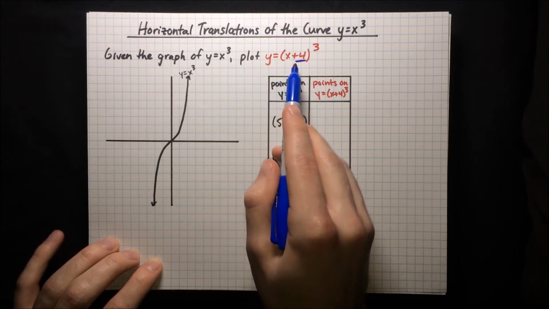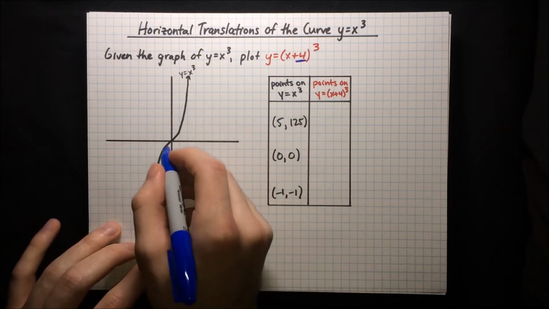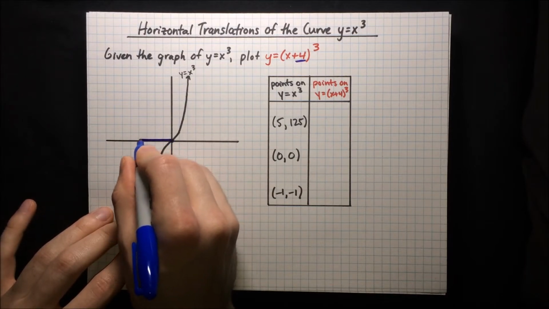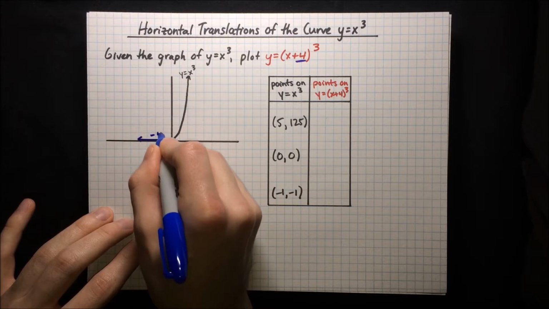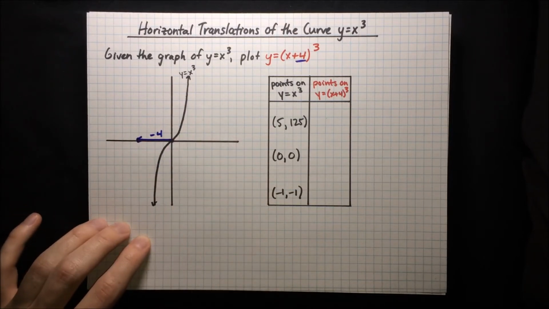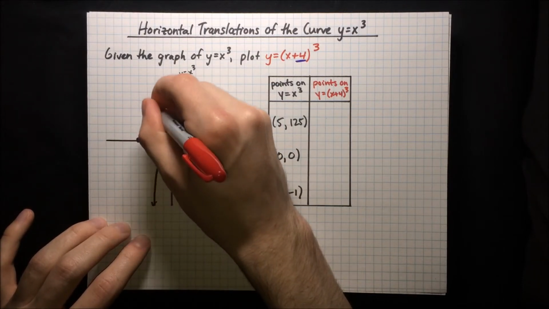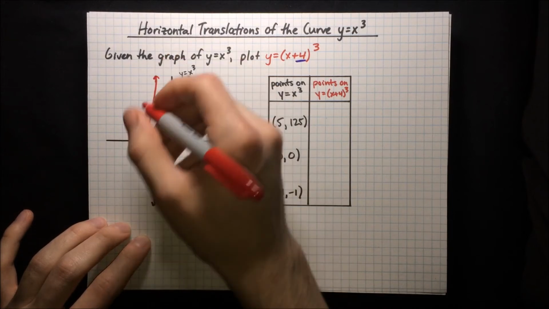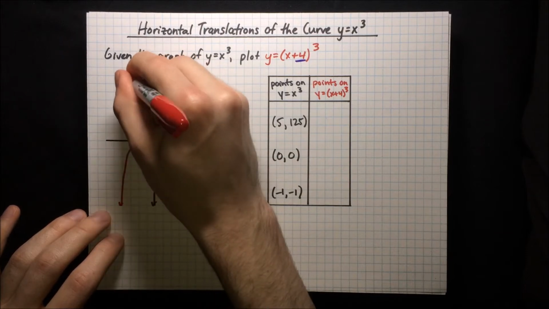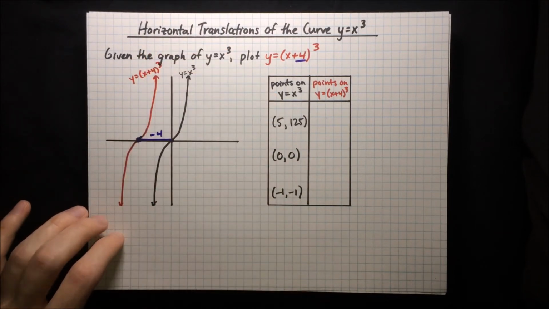This plus 4 actually moves the graph backwards 4 units in the negative x direction. So this point here at the origin goes negative 4 units in the x direction, and it moves to this point here. And then the rest of the graph follows suit. So the rest of the graph looks something like this. So this here would be y equals (x plus 4) to the third.